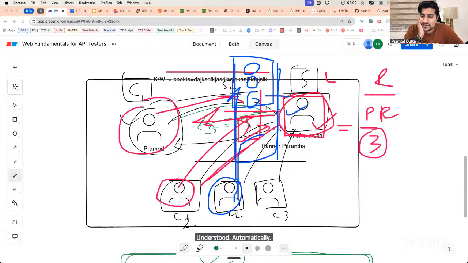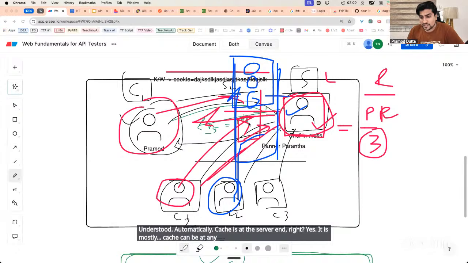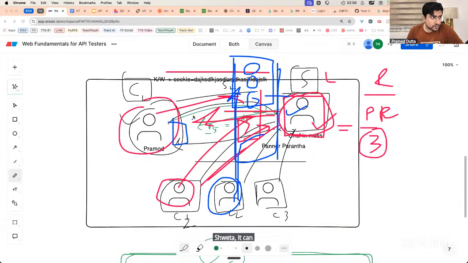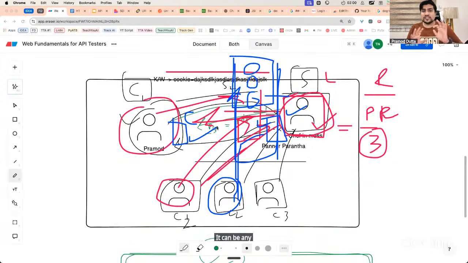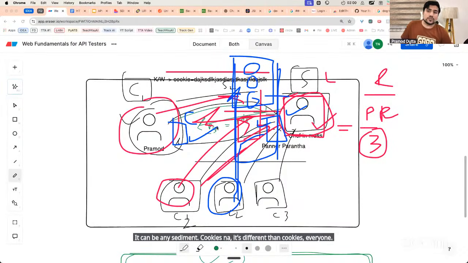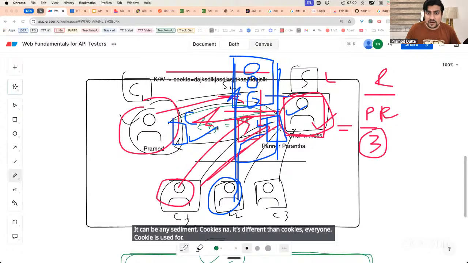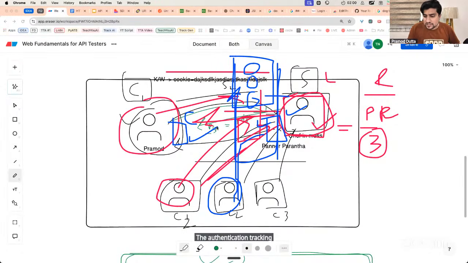Is cache at the server end? Mostly, cache can be at any level, everyone. It can be at the browser side, client side, or server side. It can be any side. It's not cookies, it's different from cookies, everyone. Cookie is used for authentication, tracking, session management and personalization, whereas cache is the result that you have.